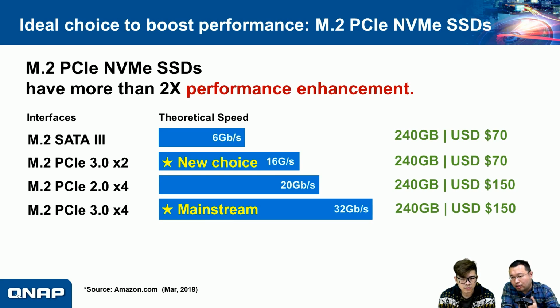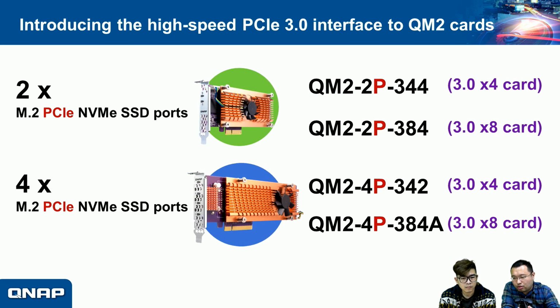Of course. And all the previous QM2 cards I showed you guys are all Gen 2, PCIe 2.0 interface. So of course, to take advantage of the high speed M.2 SSDs, QNAP is also launching the brand new high speed PCIe Gen 3 QM2 cards. So we have 4 cards available.